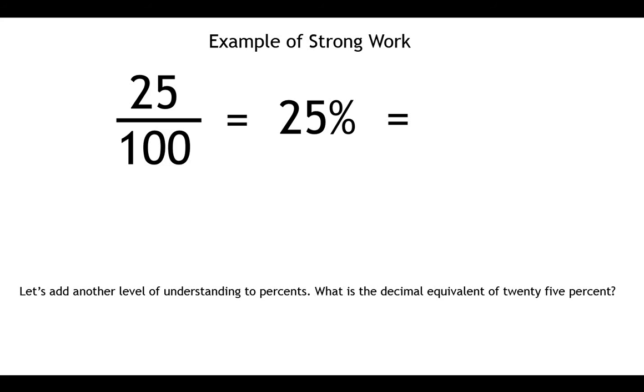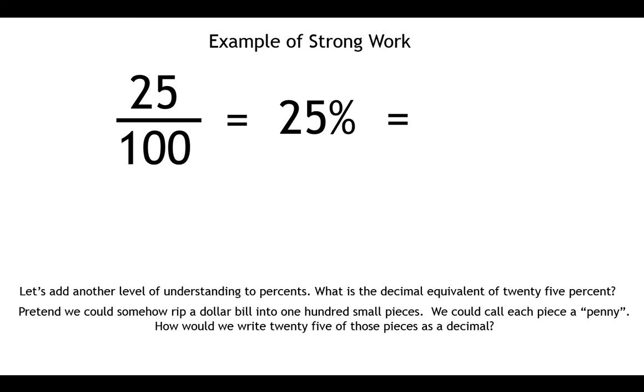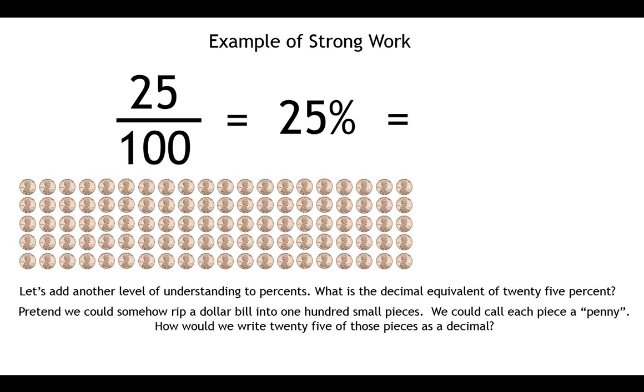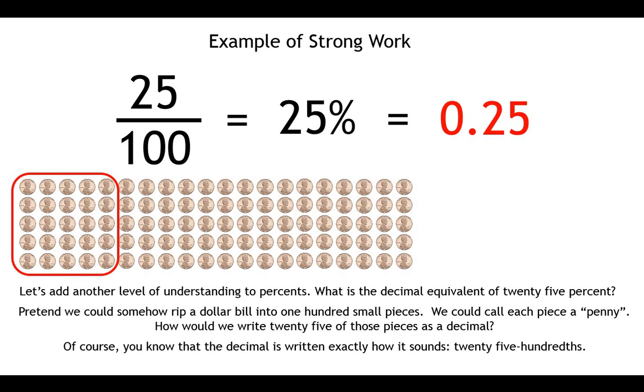Let's add another level of understanding to percents. What is the decimal equivalent of 25%? Pretend we could somehow rip a dollar bill into 100 small pieces. We could call each piece a penny. How would we write 25 of those pieces as a decimal? Of course, you know that the decimal is written exactly how it sounds, 25 hundredths.